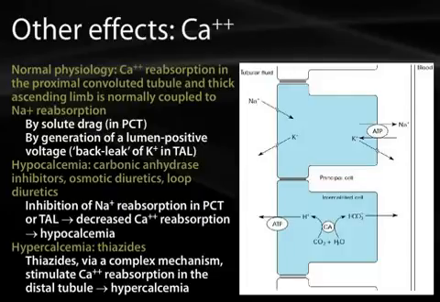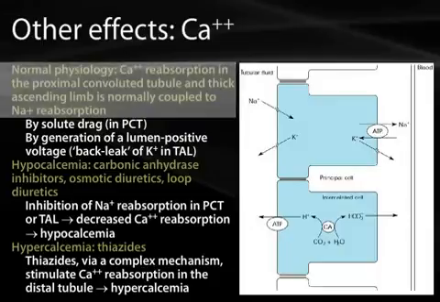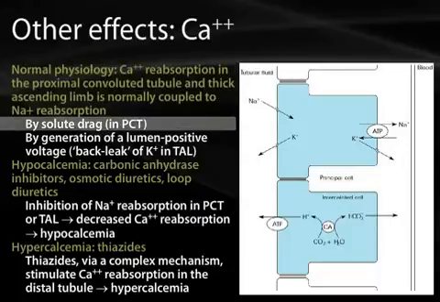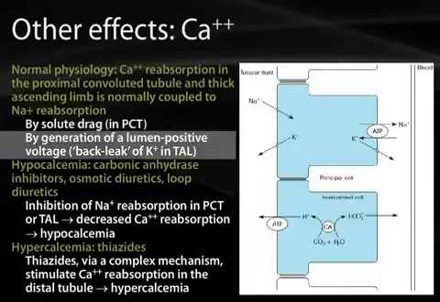As with potassium, most of the diuretics have the same effect on urinary calcium excretion outside of thiazide-type diuretics. Normally, calcium reabsorption in the proximal convoluted tubule and thick ascending limb is coupled to sodium reabsorption. In the proximal convoluted tubule, this occurs by a solute drag. As you recall, sodium reabsorption occurs, water follows the sodium, and the other electrolytes abundant in the water, such as calcium, follow along. In the thick ascending limb, the generation of the lumen-positive voltage through the back leak of potassium facilitates increased calcium reabsorption.